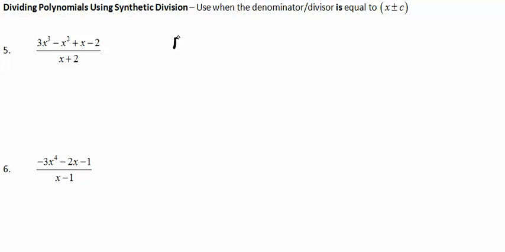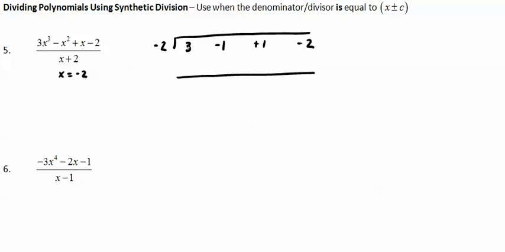So when I am doing synthetic division, the answer really, if I was solving this, would be x equals -2. So that's what I'm going to divide by, -2. And I'm just going to write the coefficients underneath the house: 3, -1, +1, -2. I'm going to draw my line, and now I bring down the 3.